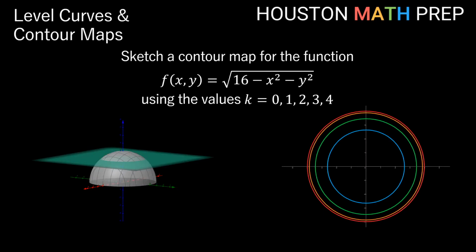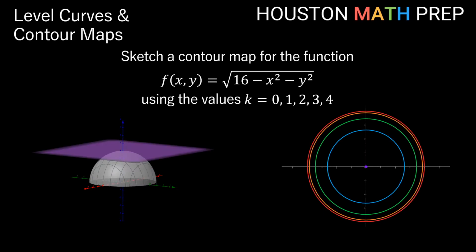And it turns out k equals 4 is actually the top value where we can cut through this and just barely get the top point of this hemisphere. Above that, we would actually not intersect the surface at all. So here you can see each of these circles represents one of these level curves, and together, because all of these are evenly spaced, this gives us a contour map with all of these level curves.